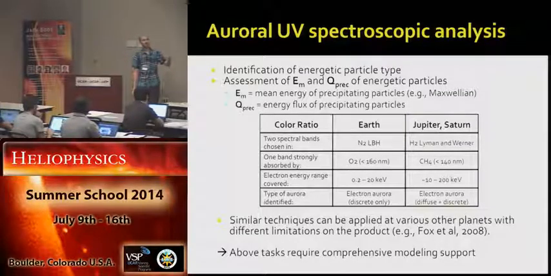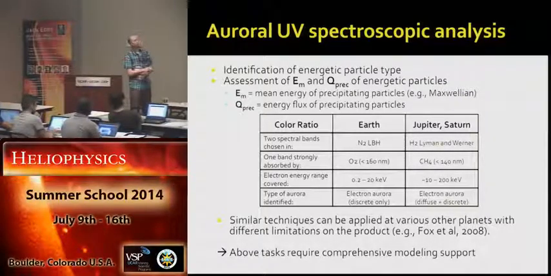The deposition altitude, of course, is related to the energy of the particle, because the higher the energy, the lower in altitude it's deposited. And then you can also back out, for example, the H2 column depth. So just by looking at different spectral windows in H2 or in N2, say at Jupiter and Saturn versus Earth, you can derive quite a lot about the properties of the precipitating particles.